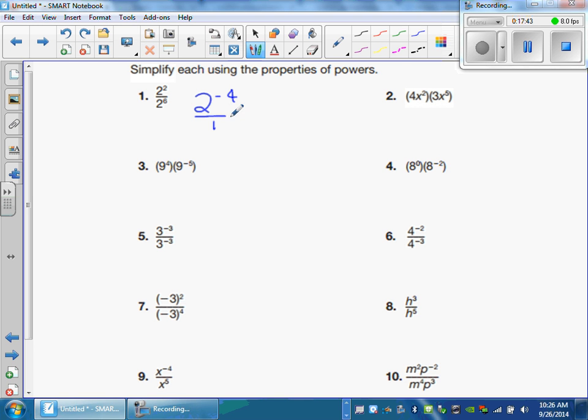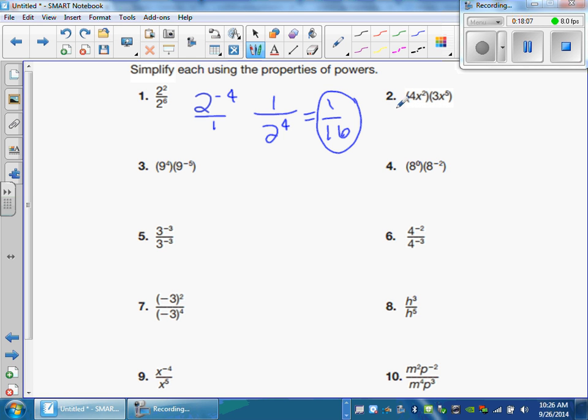And again, if I want to get rid of that negative, I have to move it to the opposite side. So I have 1 over 2 to the 4th power. And that can even still be simplified more because I know that 2 to the 4th power is 16. So this would be my totally simplified answer. All right, I'll do number 2 with you, and then I'll set you free.